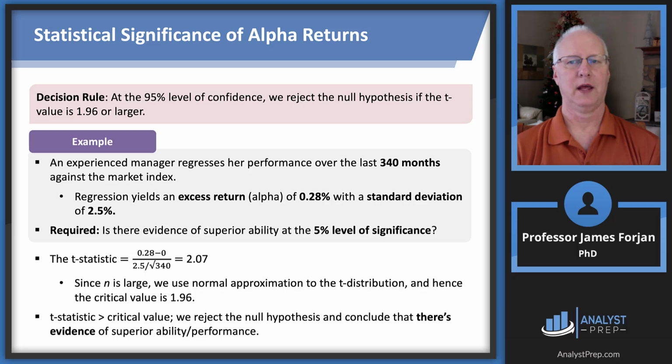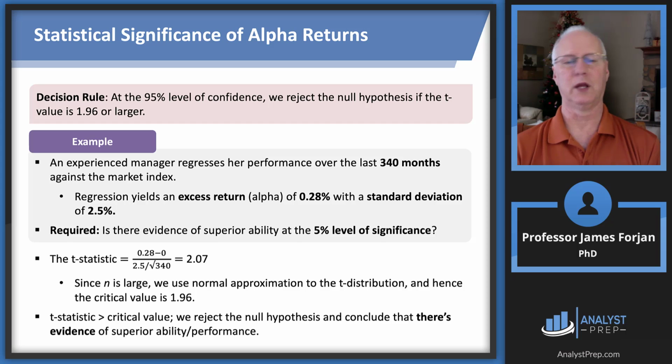All right, let's go ahead and look at an example. Let's suppose we're doing a 95% confidence level. All right, so here we go. Experienced manager performance over the last 340 months against a market index. This regression provides an excess return. Remember, that's the alpha of 0.28%, standard deviation of 2.5%. Here's the question. Is this manager showing superior skill set, superior ability at the 5% level of significance?